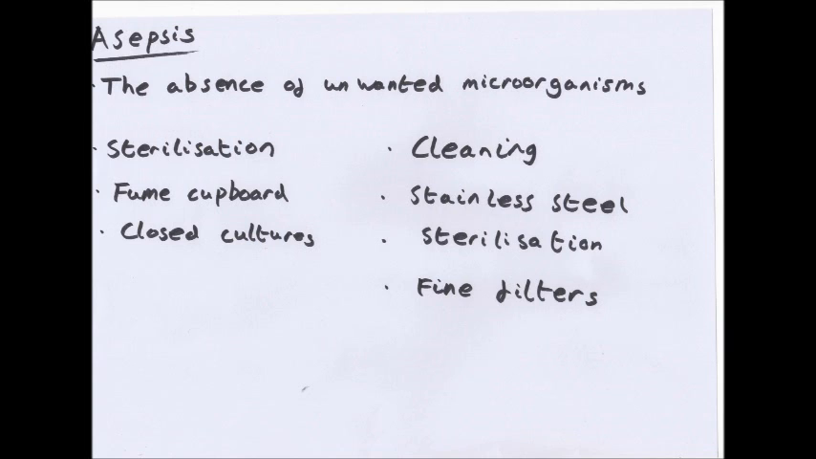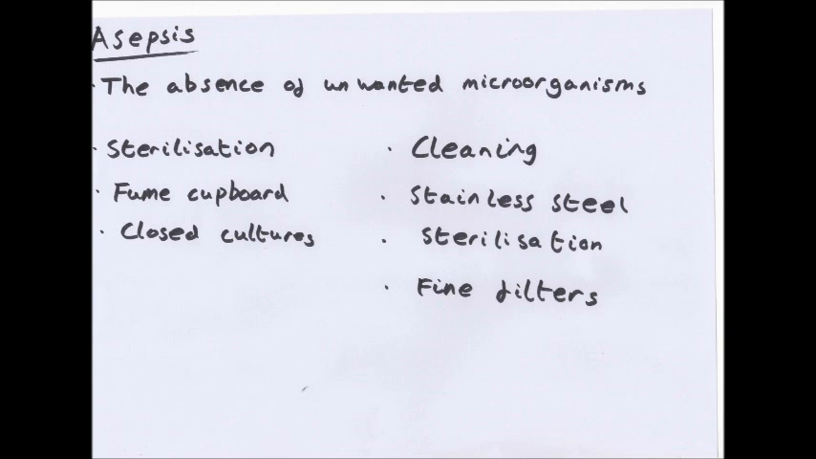Now, why don't we want unwanted microorganisms? Well, why wouldn't we want them? Because they're unwanted. But the reason why is because they compete with the culture microorganisms for nutrients and space. This will reduce the yield of useful products. It may cause spoilage, may produce toxic chemicals, or may even kill the cultured microorganisms and their products. So we want asepsis.